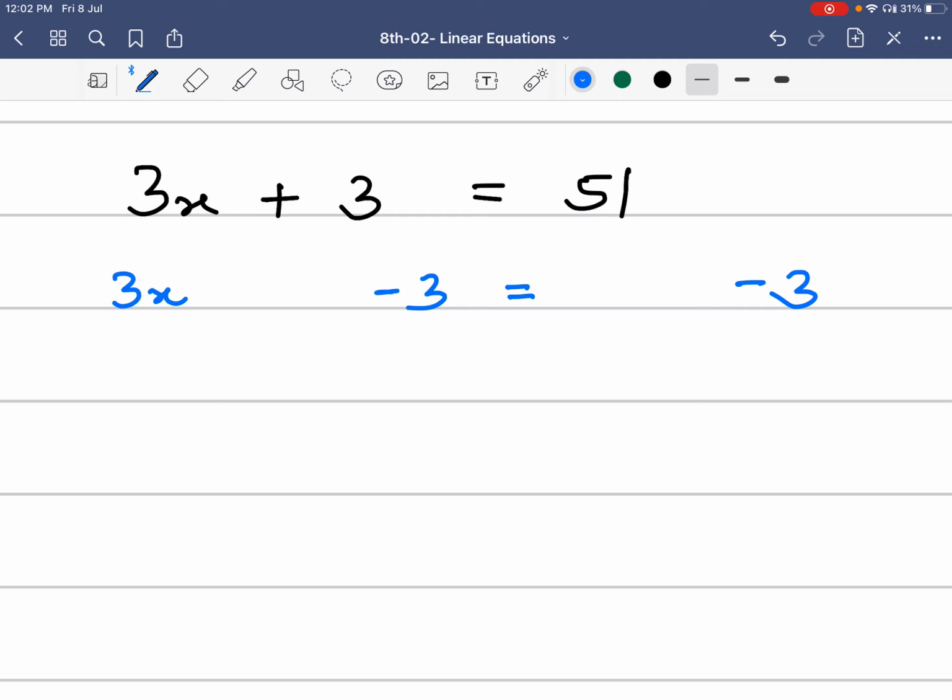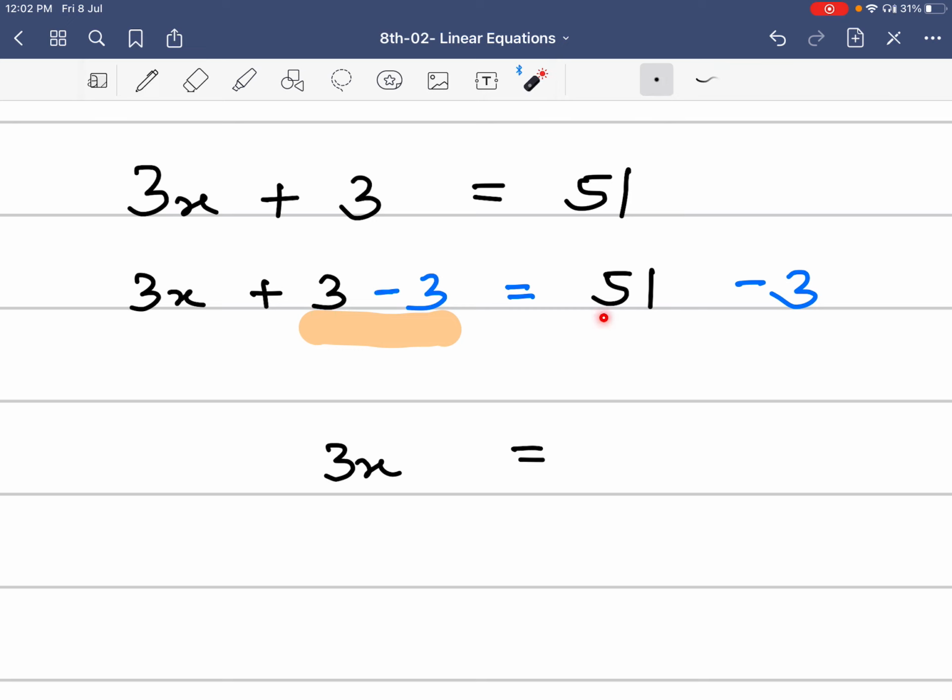So this will be 3x plus 3, and this will be equal to 51. Now focus on this. 3 minus 3 is going to be 0. So on the left hand side we just have 3x, and that's equal to 51 minus 3, which is going to be 48.